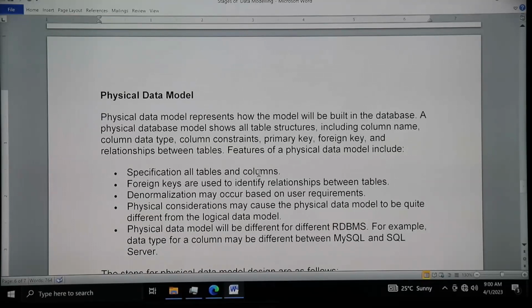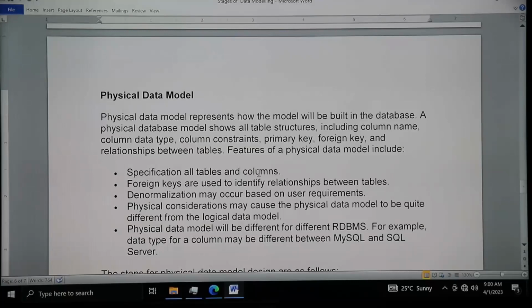So the features of this physical model include, first, you specify the table and the columns. Whatever we are referring to as entities, now here we call them tables, and they have columns. Some of the columns will be the foreign key, that is, a primary key repeated in other tables. Then you have to do denormalization, that is, it may occur based on the user requirements.